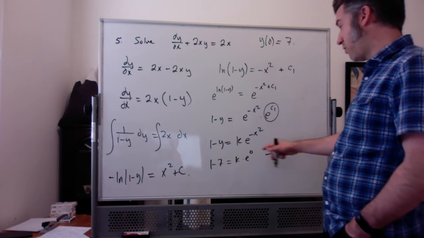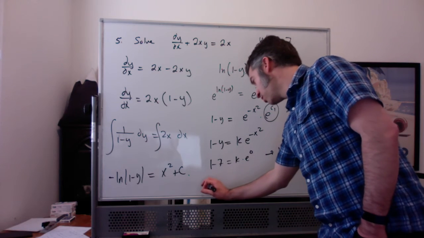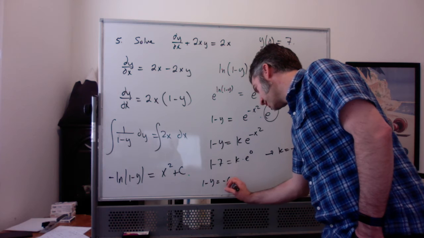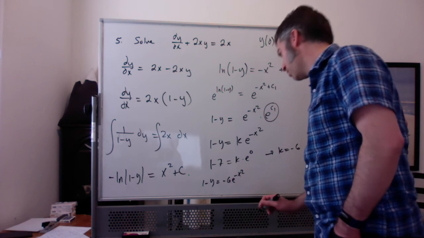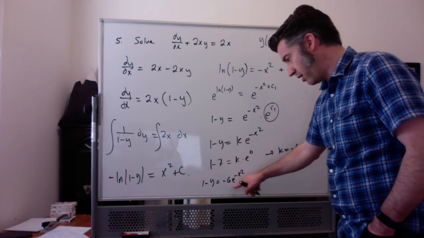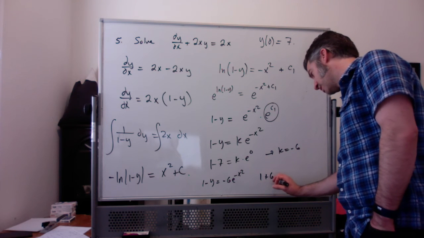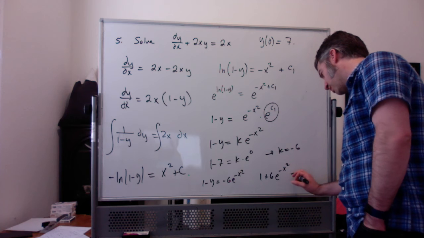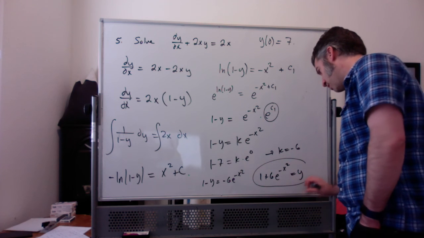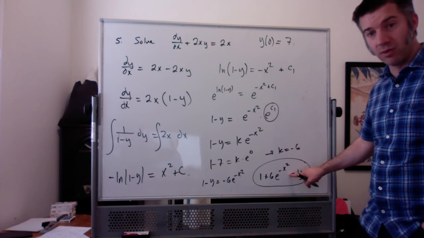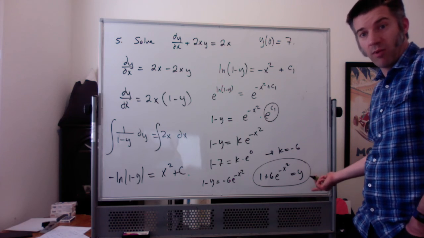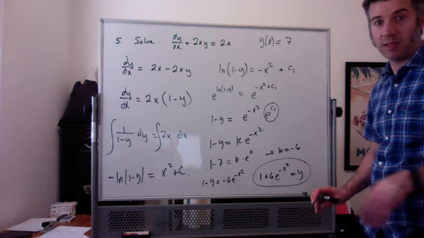And then we can solve for y. So 1 minus y equals -6 e to the negative x squared. Adding y here, adding 6 e to the negative x squared there, you get 1 plus 6 e to the negative x squared equals y. And we can see that if you plug in 0 for x, you do get 1 plus 6 equal to 7 for y. So yeah, that's it. That's problem 5.